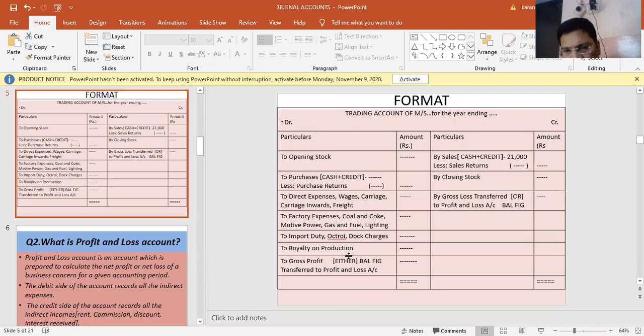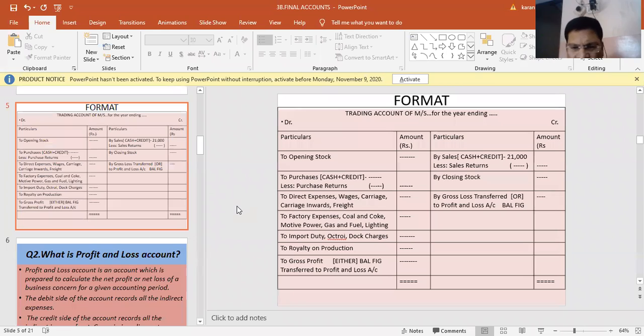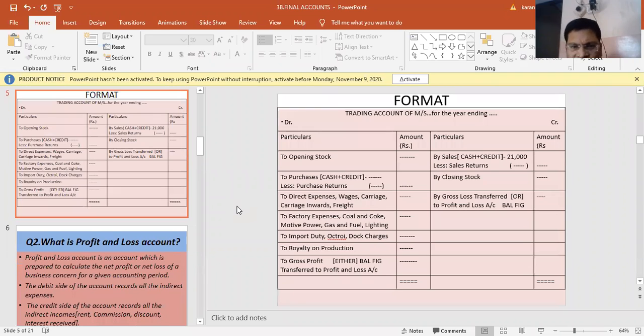Or we can say gross profit is from this side only, cost of goods sold. Instead of opening stock and closing stock, we will take cost of goods sold as written over here in the formula. Net sales minus cost of goods sold plus direct production expenses. This is also a formula for finding out gross profit. You don't have to know the formula for this chapter. Directly, they will be asking you this sum, and this format you have to remember, either of the gross profit or it can be a gross loss also, and you will be able to do the sum.